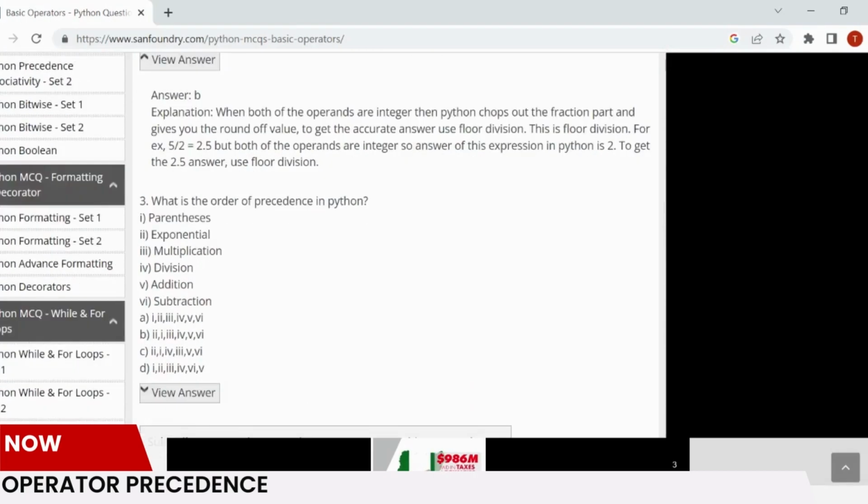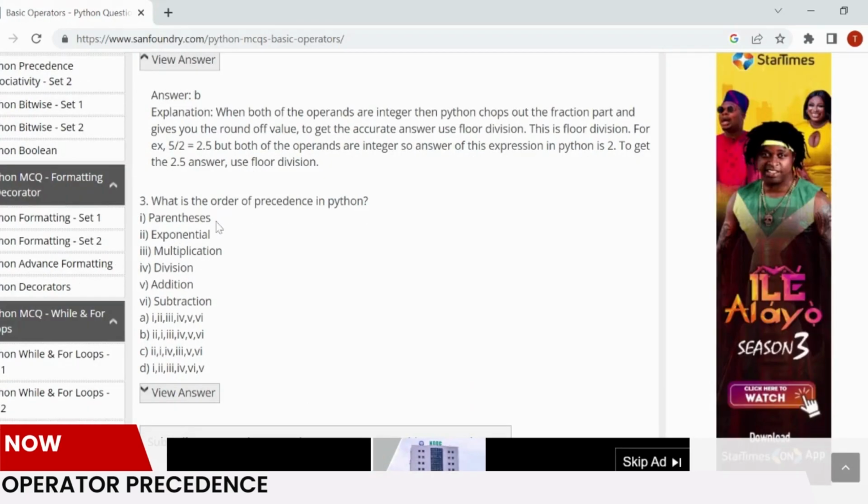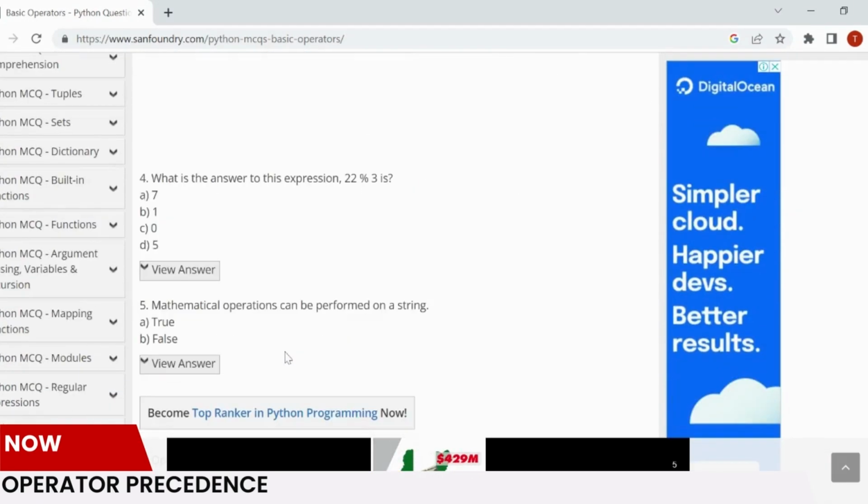What is the order of precedence in Python? I think I've also explained that as well. Parentheses here is the same thing as brackets. Remember the BEDMAS I gave, and that's the order: parentheses, exponential, multiplication, division, addition, subtraction. I think it is in that order. That's A.